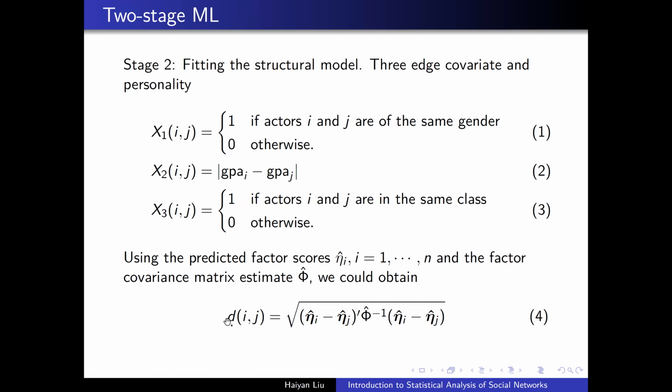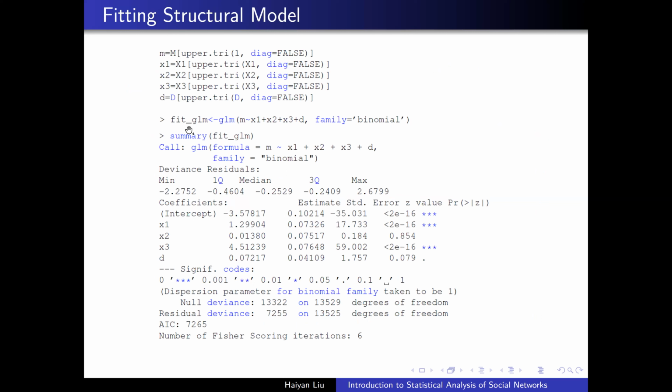We also compute the Mahalanobis distance D. We then include the Mahalanobis distance D and the 3 edge covariates in the logistic regression model. We obtain the coefficient estimates. Recall that the first one is related to gender, right? Same gender is coded as 1. The coefficient is positive. So it means that same-gender dyads have a higher chance to connect than dyads of students of different gender. So therefore, same gender promotes friendship.